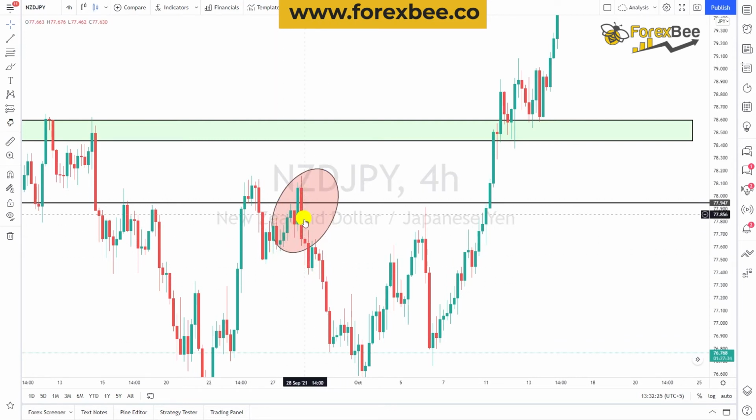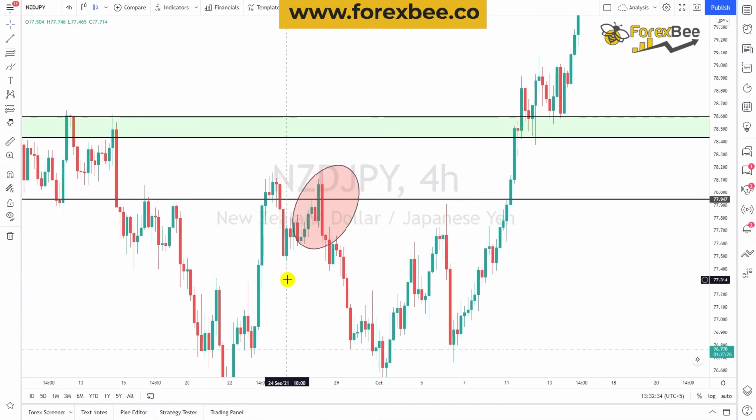So that is what happened here. After the formation of this bearish engulfing candlestick pattern, the price went downwards to this level. One thing to notice here is that we can also see the formation of a bearish engulfing pattern at this level.